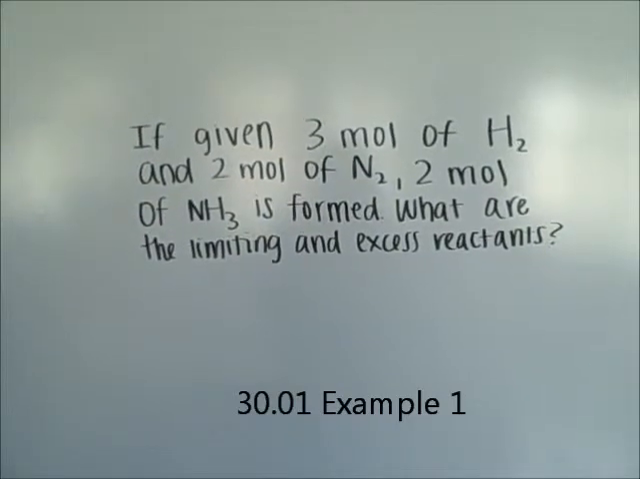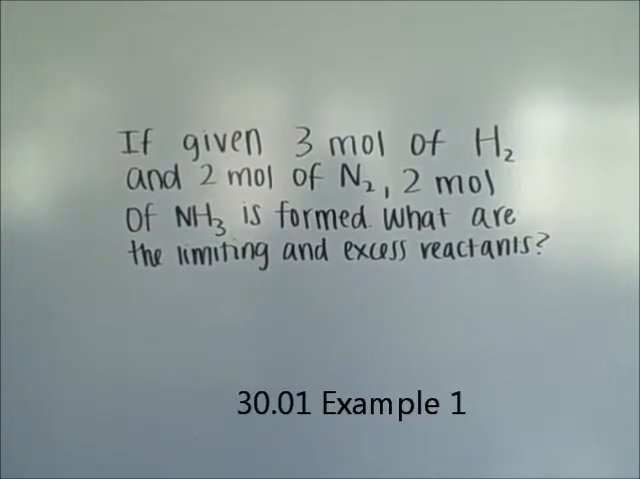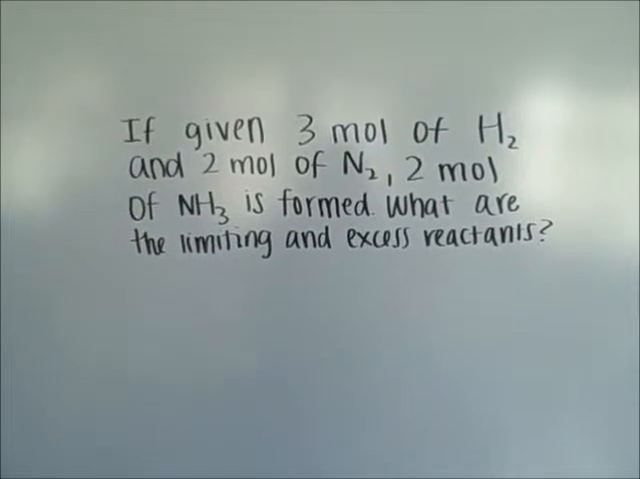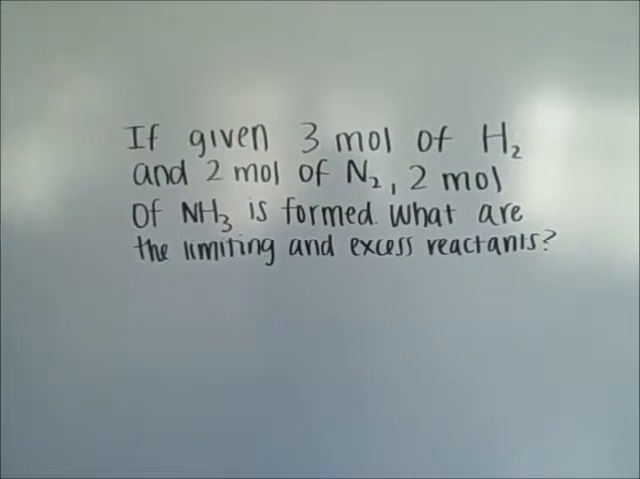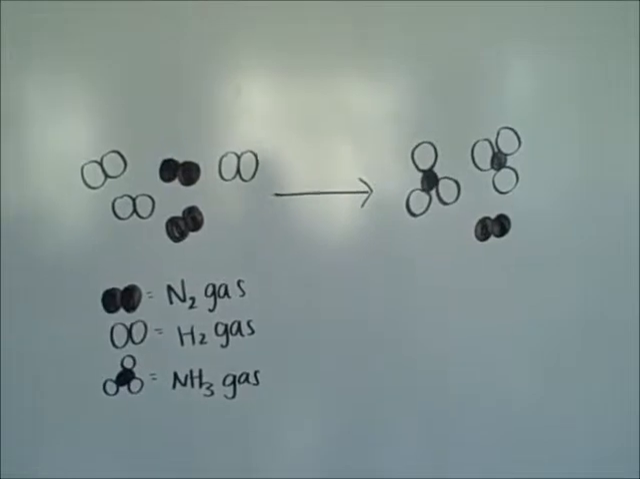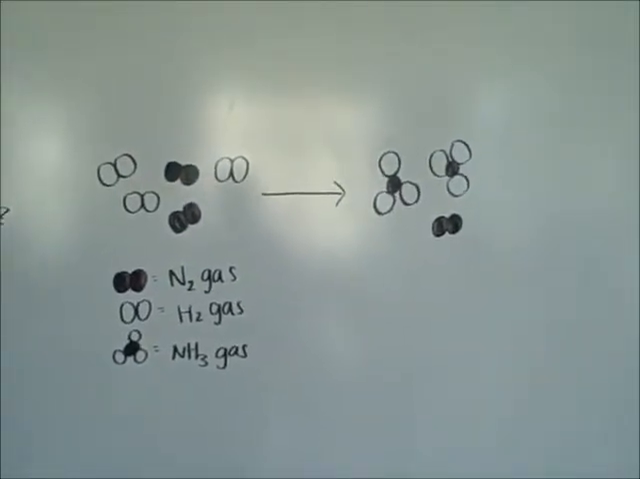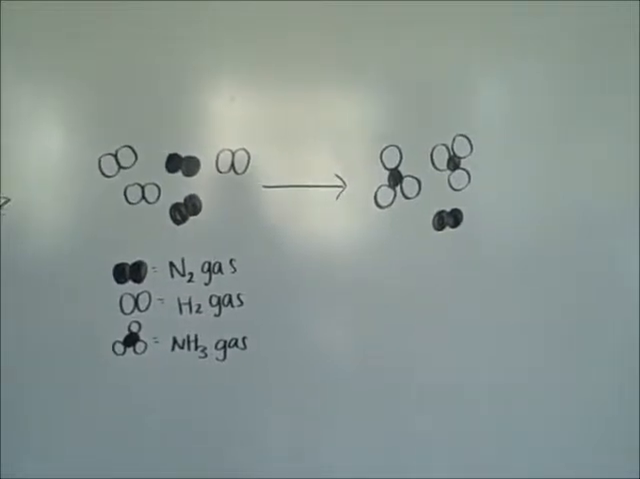If given 3 moles of hydrogen gas and 2 moles of nitrogen gas, 2 moles of NH3 is formed. What are the limiting and excess reactants? This is the molecular visual of the reaction. In this reaction, the black circles represent nitrogen, the white circles represent hydrogen.